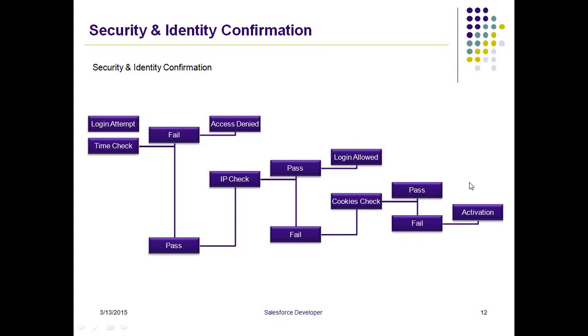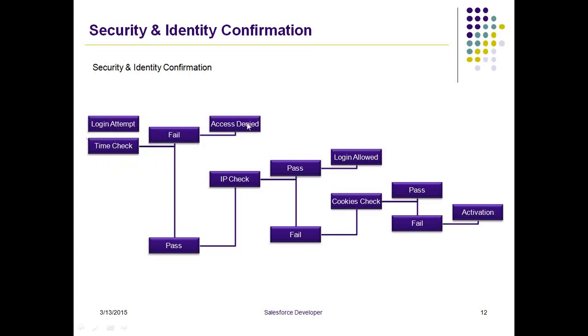How is this activation done? Activation is done by receiving an activation code on your email or mobile phone, and then use that activation code to log in. Got it? So this is the process. This is how Salesforce actually works. So whenever someone tries to log in, it first of all checks whether that person is allowed to log in at that point of time.